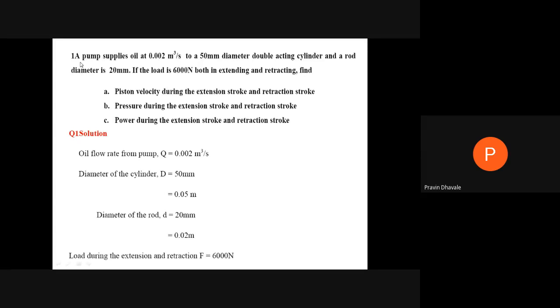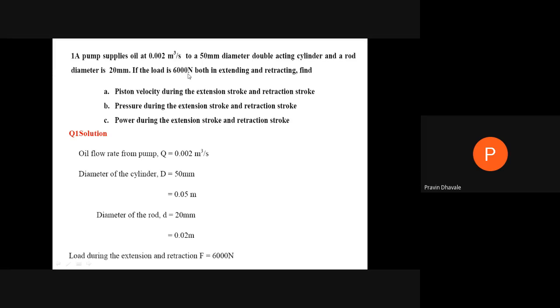There will be the first example, that is a hydraulic pump that will supply oil of 0.002 meter cube per second. So meter cube per second is a unit of discharge. It supplies a 50 mm diameter double acting cylinder. The 50 mm diameter is the outer diameter of the piston, and at the same time it is the inner diameter of the cylinder. And the rod diameter, which rod? That is the piston rod, is of 20 mm diameter.